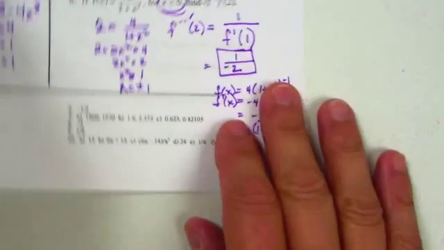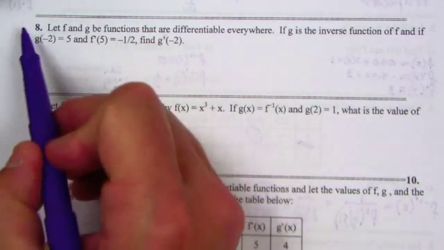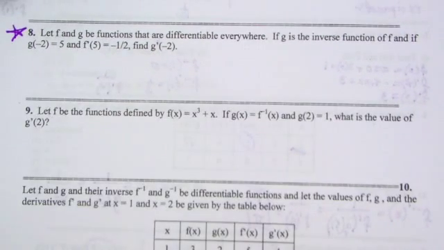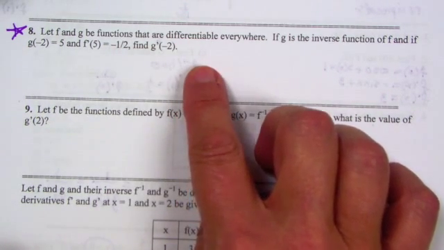Okay, let's keep going. Skip number 7 for now, and go here. Number 8. Star it. Because that's more likely to be the type of problem you would see on an AP test. So let's read it together.